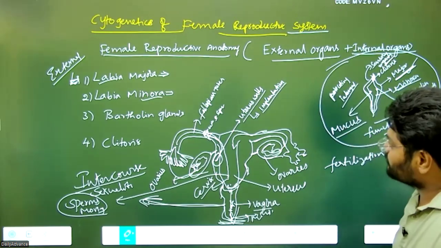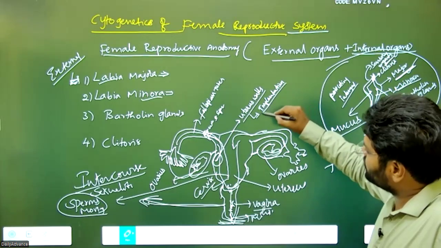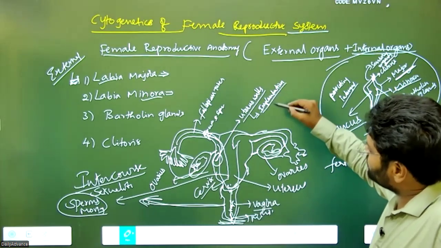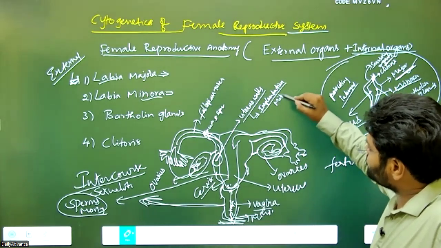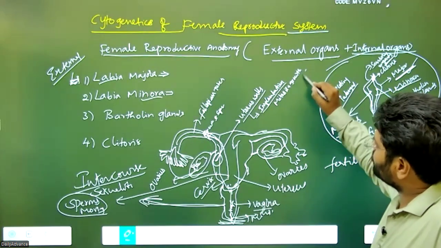Implantation. Once it is implanted, the fertilized egg cell starts to divide, that is mitosis, and it acquires growth.